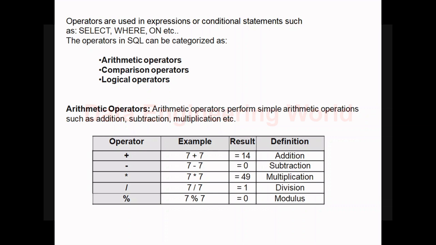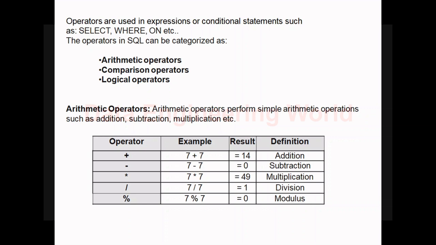There are three kinds of operators available in Oracle, and they are arithmetic operators, comparison operators, and logical operators. These operators are used to perform comparisons, arithmetic operations, or logical operations. Let's look at them one by one and try to understand their use cases with some examples.